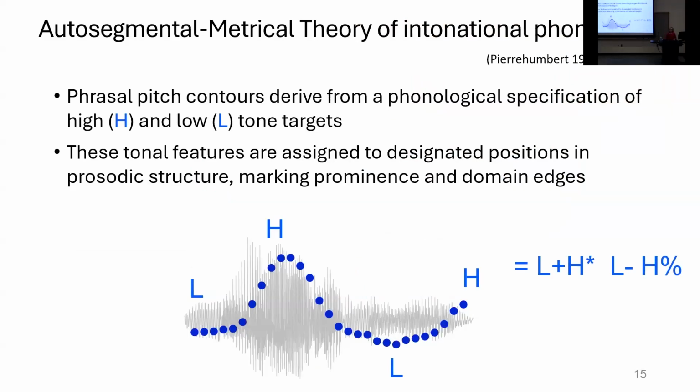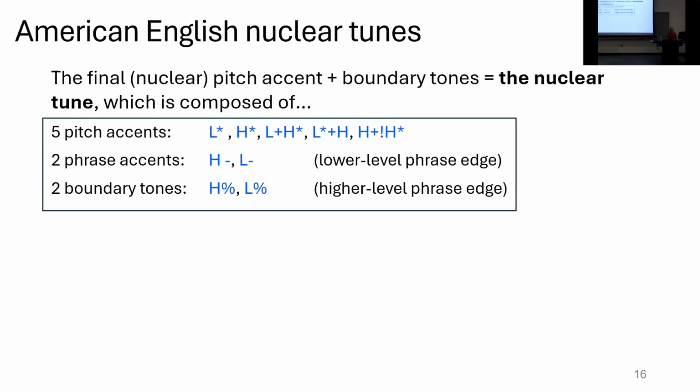Okay, so my work is situated in the autosegmental-metrical theory of intonational phonology, which is not to say up front that this is in the end the theory that I endorse, but this is my point of departure. In this theory, we have phrasal pitch contours derived from a phonological specification of high and low tone targets. And these tone features are assigned to designated positions in prosodic structure that mark prominence and domain edges. So here we have, for example, a prominence-marking feature, a combination of low and high with a star, that means this is the accent that's marking prominence, or some low and high features that might be hanging out at the end of the phrase marking the boundary, and they get annotated differently in this annotation practice. So I'm not going to be really concerned with the annotations here, but you'll see a lot of H's and L's coming up. Now, the final pitch accent in a prosodic phrase is also called the nuclear pitch accent.